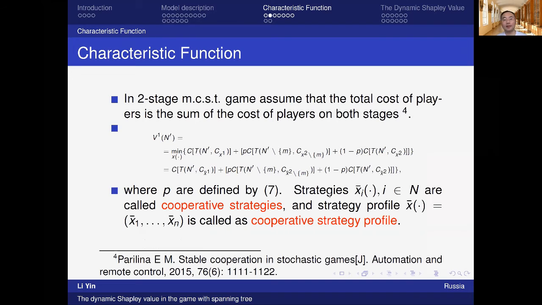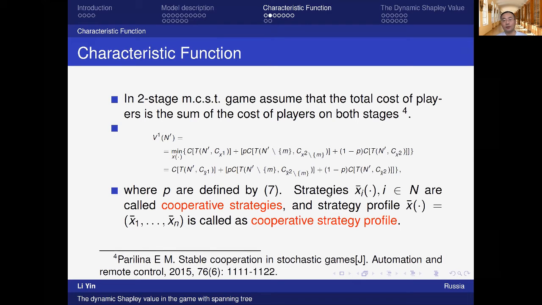So as I described about this process of the game, we can define the characteristic function. The method of characteristic function is from works of Parilina several years ago, and in two-stage games, it is shown that the total cost of the players is the sum of cost of players on both stages. And we use Bellman equations.